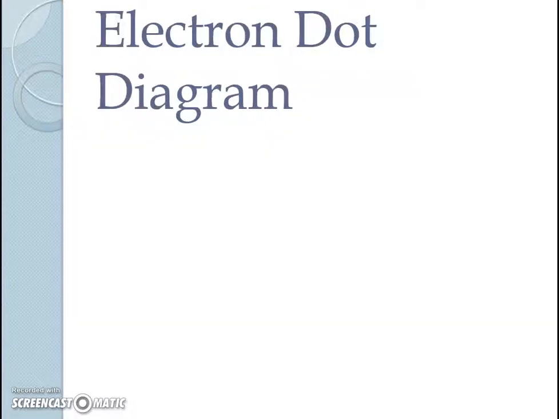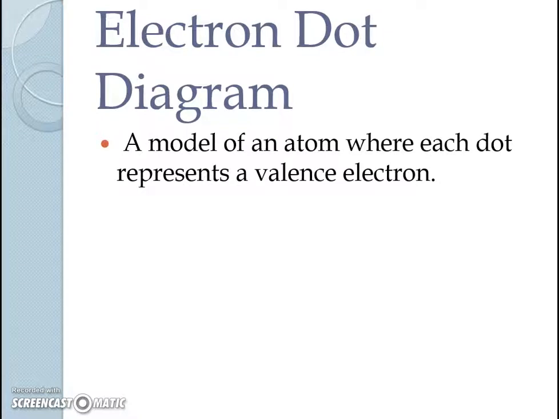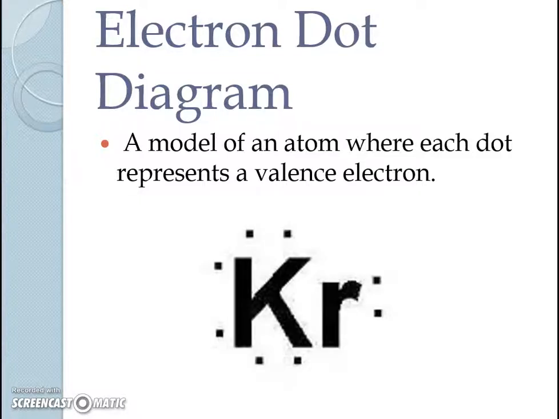Now with this electron configuration, we talked briefly about dot diagrams. That's a model of an atom where a dot represents a valence electron, and I put all those up on the board for you to see. For example, here is krypton. You can see it has 8 dots to represent that it has 8 valence electrons. That means it's completely full and happy. And we're going to add dot diagrams to our booklets.